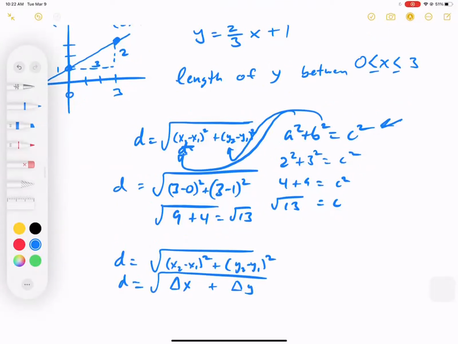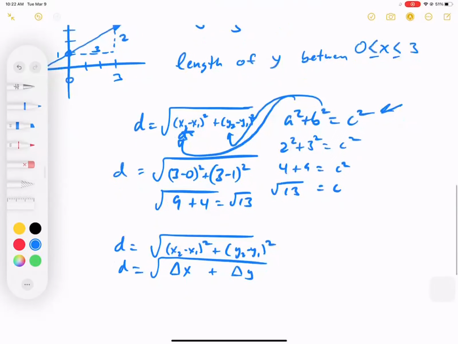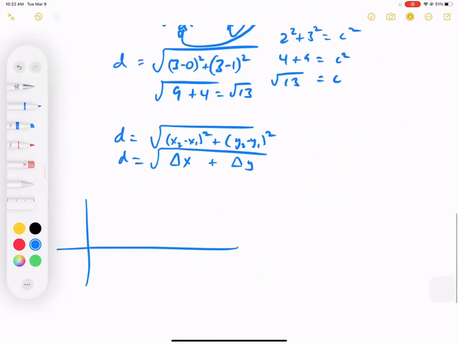Now, this works really nicely for straight lines. But what about a curved line? Now, if I give you a function that looks more curved, let's say, let's pick something like this. Okay? And I want you to find the length of, let's take it from here to here. We'll call this 2, make this up, and call this f of x. Okay. Well, how do I find the length of the curve? Because if I use my traditional line, that would just give me a straight line. And that's not what we want.